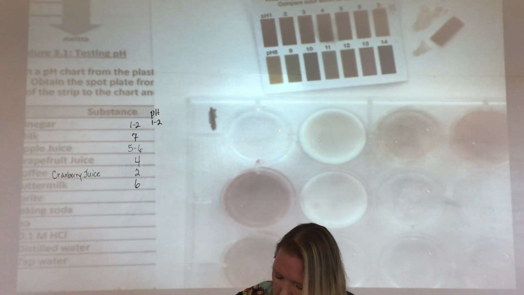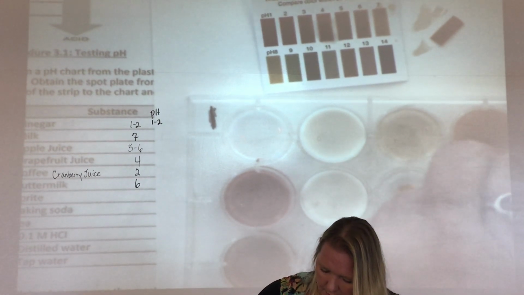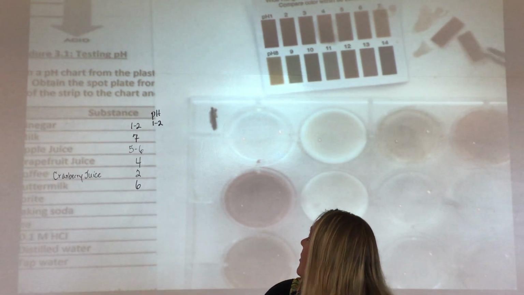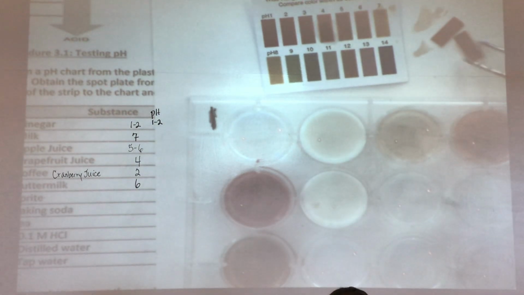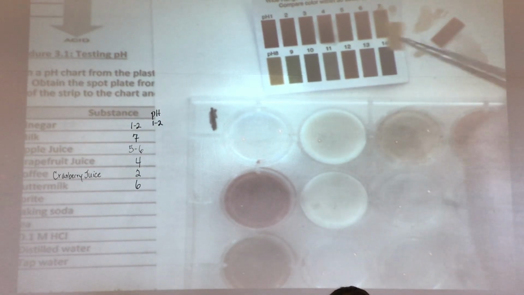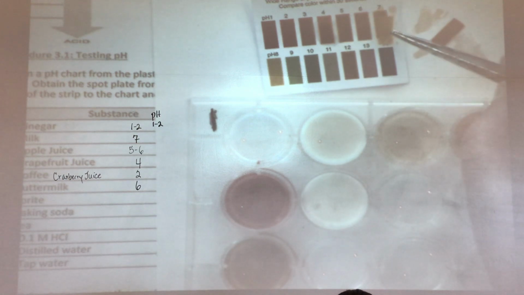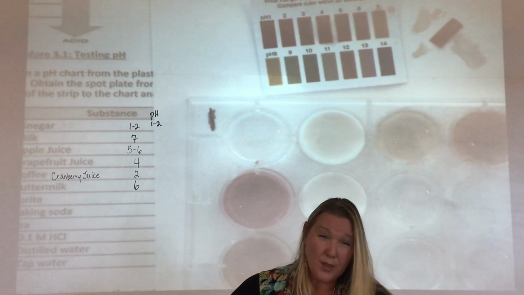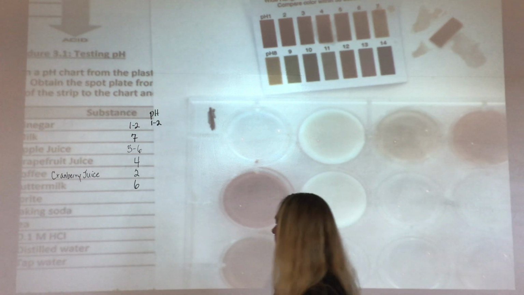The next one is Sprite. Dip it in. Compare it to the original paper, okay? It's a bright yellow. It looks very close to our neutral. But if I hold it next to the 6, it's not quite 6, but it's also not quite 7. So I'm going to say it's just below 7, because of the carbonation in Sprite, or in sodas, in Cokes. Carbonated drinks are going to have a little bit of acidity. So I'm going to put 6.